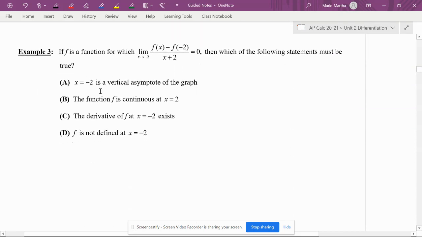Okay, so let's look at example 3. If f is a function for which the limit as x approaches -2 of f of x minus f of -2 over x plus 2 is equal to 0, then which of the following statements must be true? A: x equals -2 is a vertical asymptote of the graph. Do you think that's true or false?